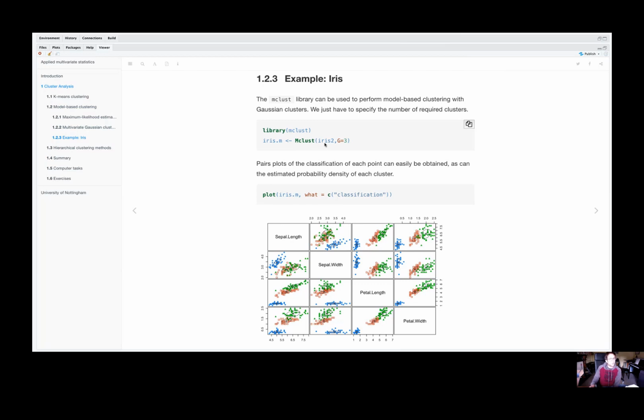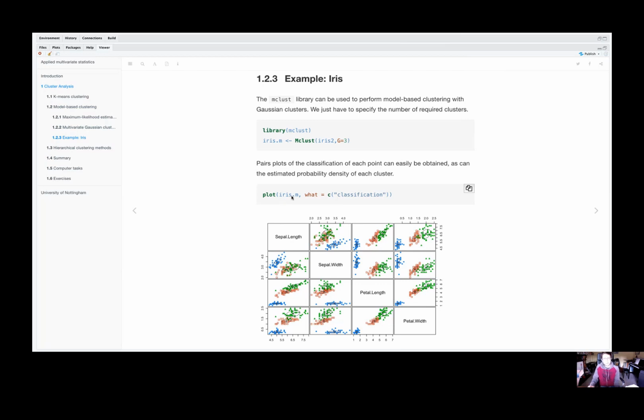So I'm using this iris2 data set I defined before. Remember, that was just the 4 numerical columns: the sepal length and width, the petal length and width. And then we just have to specify the number of groups, which is G here for this package. And it fits the clusters, it fits the parameters, and it gives us back a clustering. So this is most useful in terms of the plots.